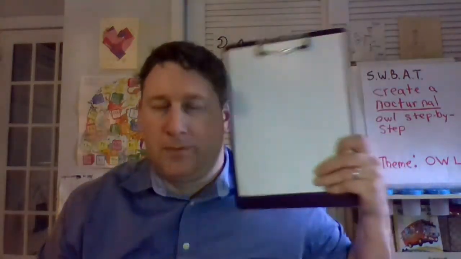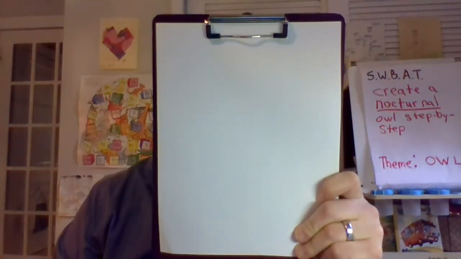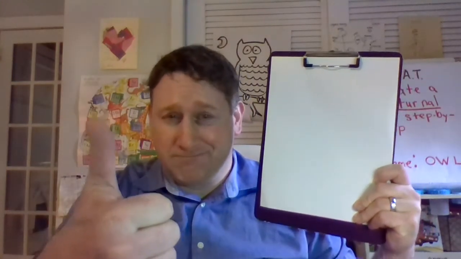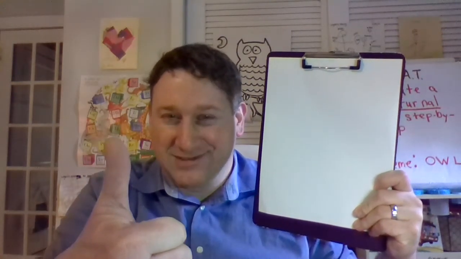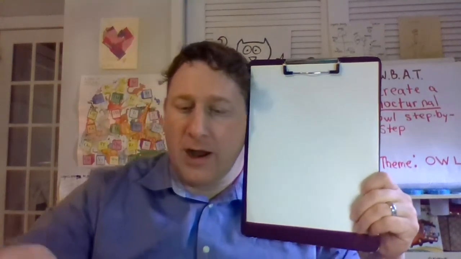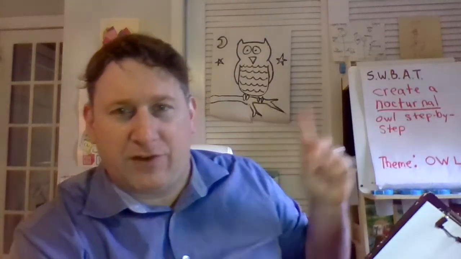All right, I'm going to hold my paper this direction. What do we call that? Vertical. All right, if you said vertical, give me that thumbs up. All right. So yeah, we're holding the paper up and down vertically. We're going to draw our owl on a tree branch, as you can see.